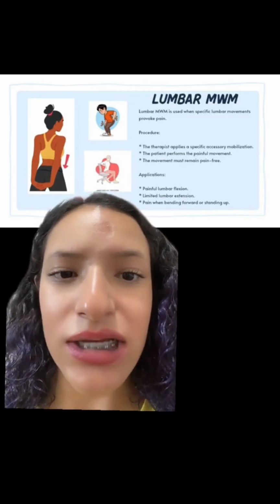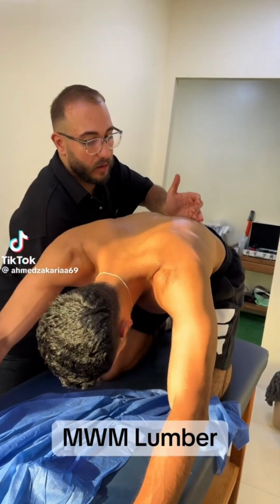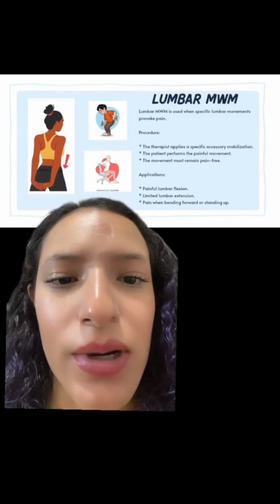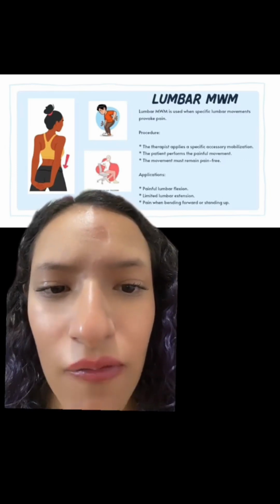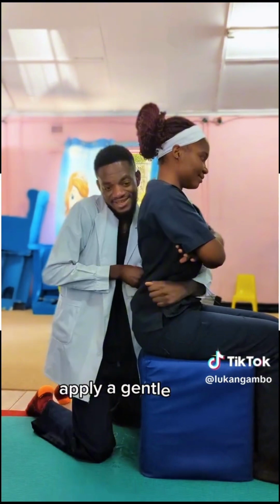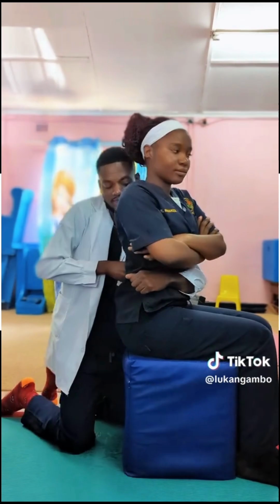Lumbar mobilization with movement is used when specific lumbar movements provoke pain. Procedure: the therapist applies a specific accessory mobilization. The patient performs the painful movement. The movement must remain pain-free. Indications: painful lumbar flexion, limited lumbar extension, pain when bending forward or standing up. Like in the cervical and thoracic spine, it can also be applied to select lumbar segments. Objectives: restore segmental mobility, decrease mechanical pain, and facilitate therapeutic exercise.